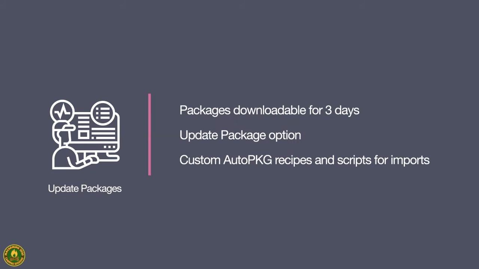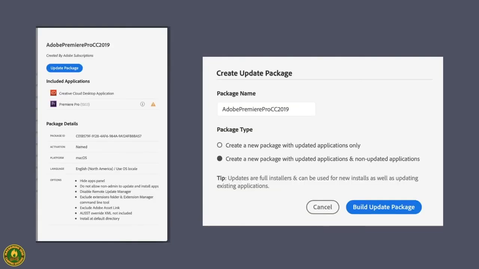What about updating packages? When you create your package, it'll be downloadable for up to 3 days before it expires, and you'll have to recreate it from scratch. These will show in the console as expired. However, if the contents of the package becomes out of date, for example, the version of Photoshop in a package has had a new release, these will show up in your console as not up to date. If you select these packages, the console will walk you through creating a new up-to-date package as shown here.